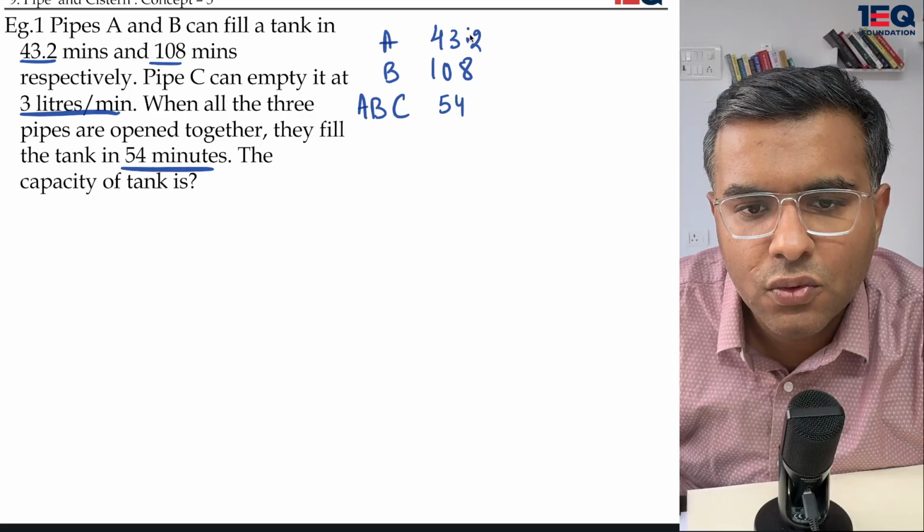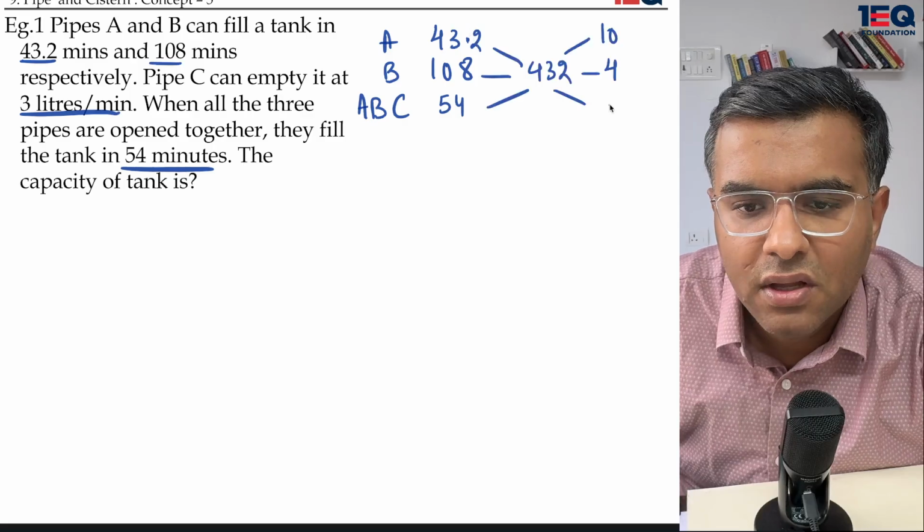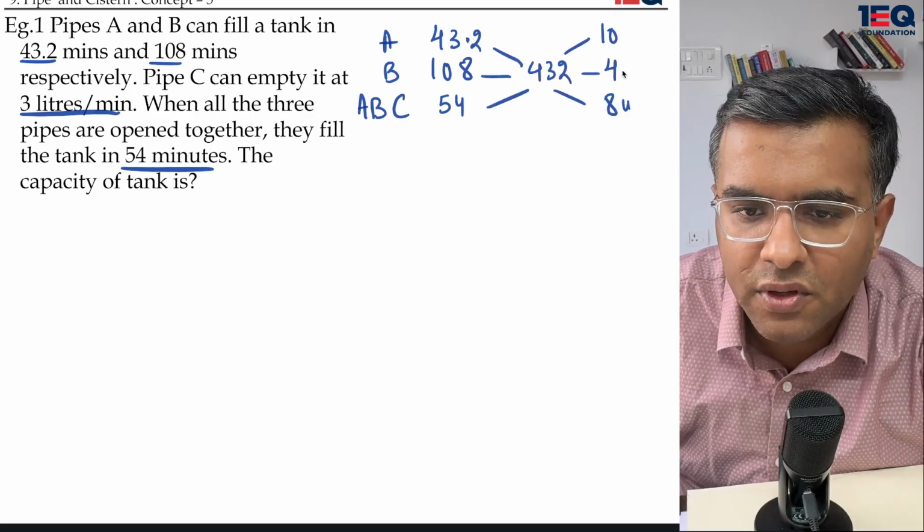For 432, for A, 10 units of positive work. For B, 4 units of positive work. And for A, B, and C together, 8 units of positive work. So these units are nothing but efficiencies.